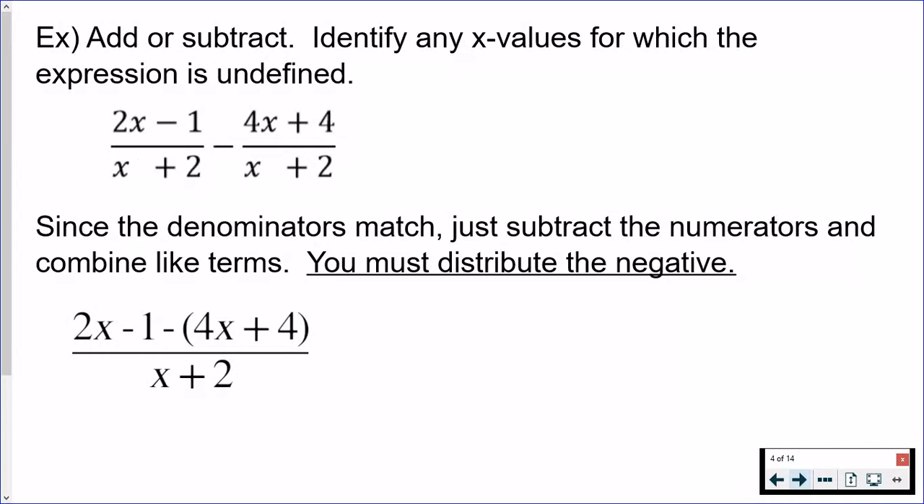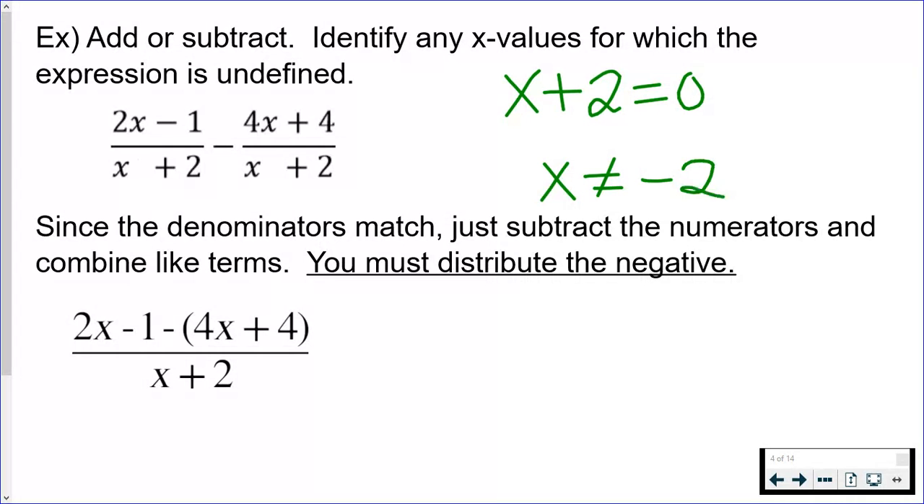So starting with where this is undefined, this should be super easy because I'm just setting x plus 2 equal to 0. So you find that x cannot be negative 2. Now, like I said, when you combine your numerators, since you're subtracting everything in that second expression, you have to distribute the negative to make sure that you're subtracting everything.